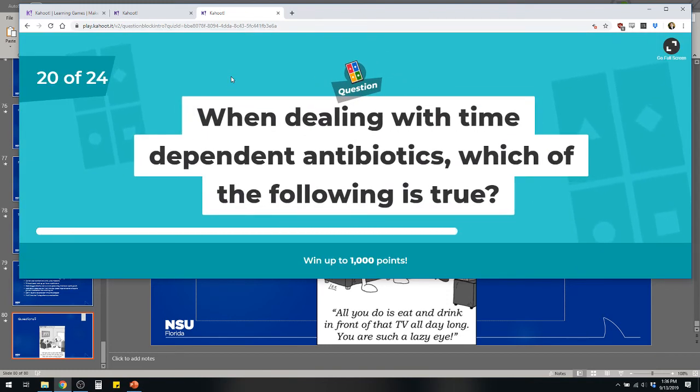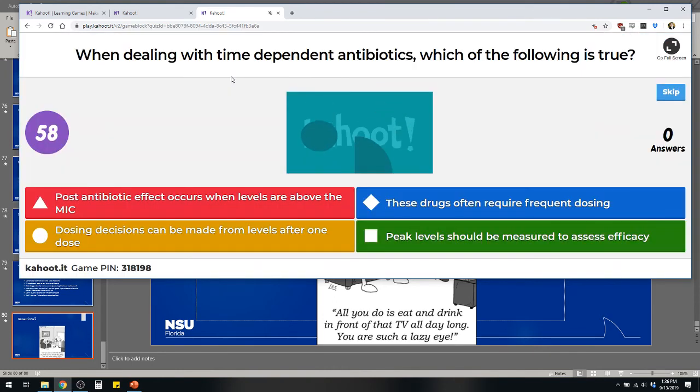When dealing with time-dependent antibiotics, which of the following is true? Oh, geez. Post-antibiotic effect occurs when levels are above the MIC. These drugs require frequent dosing. Dosing decisions can be made from levels after one dose being given, or peak level should be used to measure efficacy. All right, what do we think?